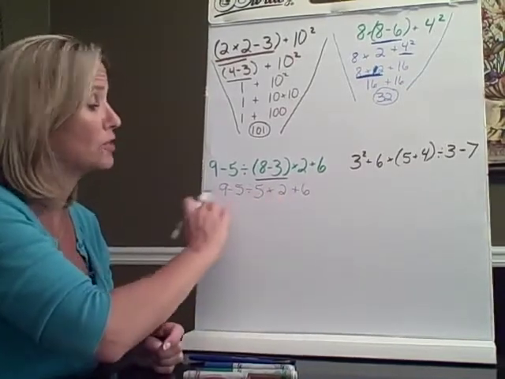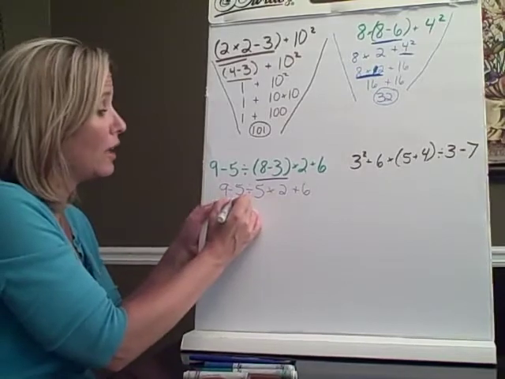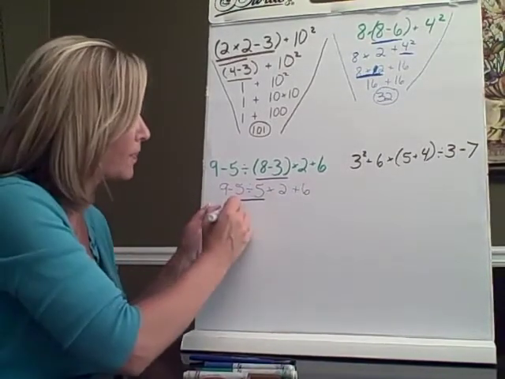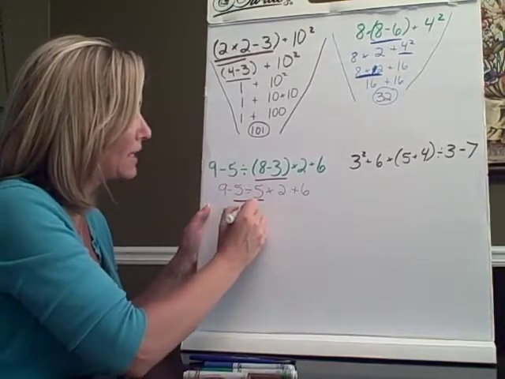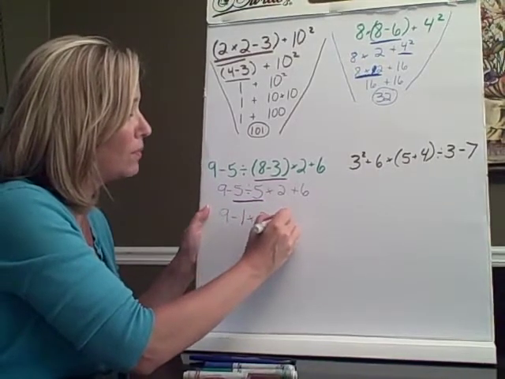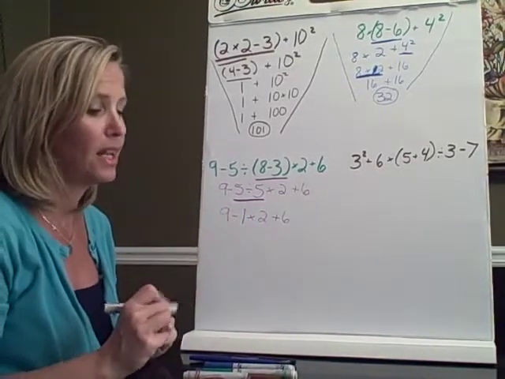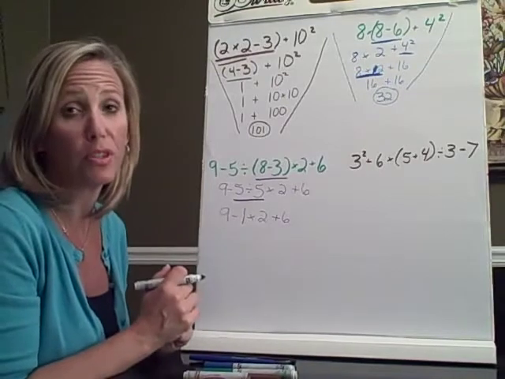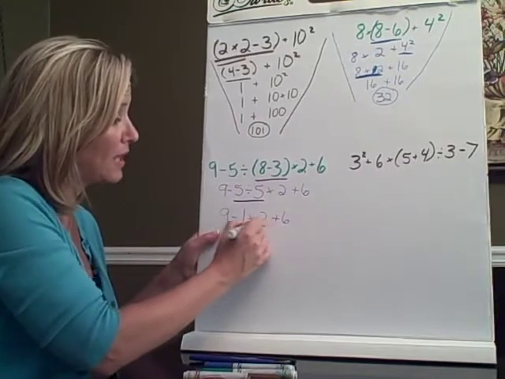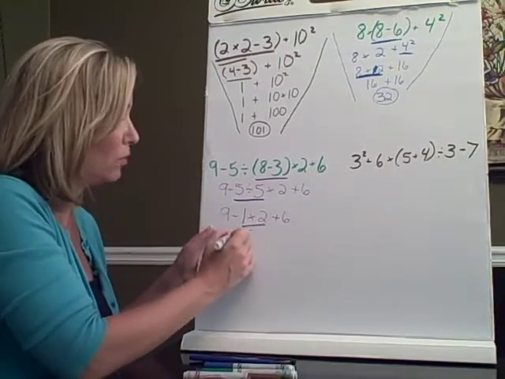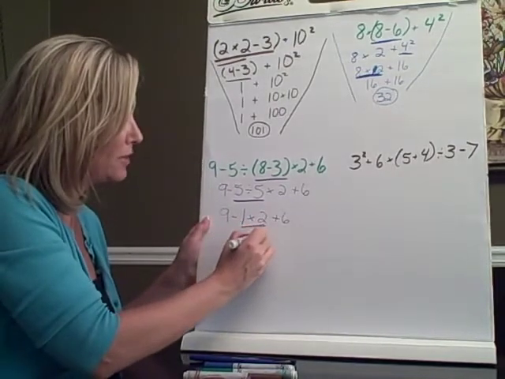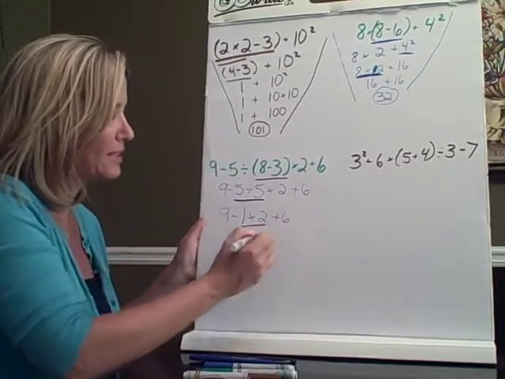I do that as one. I don't do the multiplication first. I'm going to do multiplying and dividing left to right. So my first multiplication or division problem is 5 divided by 5. So I have 9 minus 1, because that's what 5 divided by 5 is, times 2 plus 6. Now I can't do the 9 minus 1 first, because I haven't finished my multiplication and my division step yet. So now I have to look at this step. Well, 1 times 2 is 2, thanks to the identity property of multiplication. So 9 minus 2 plus 6.